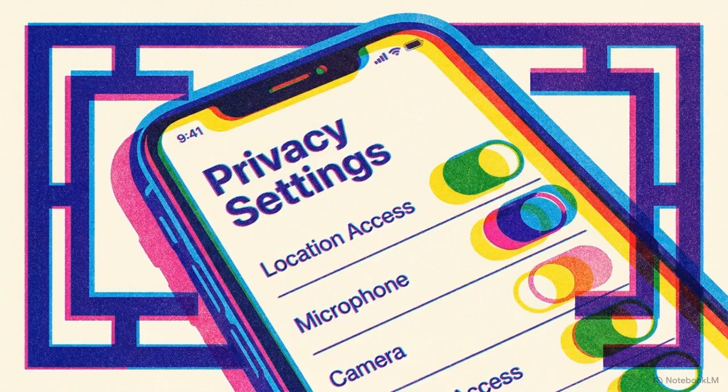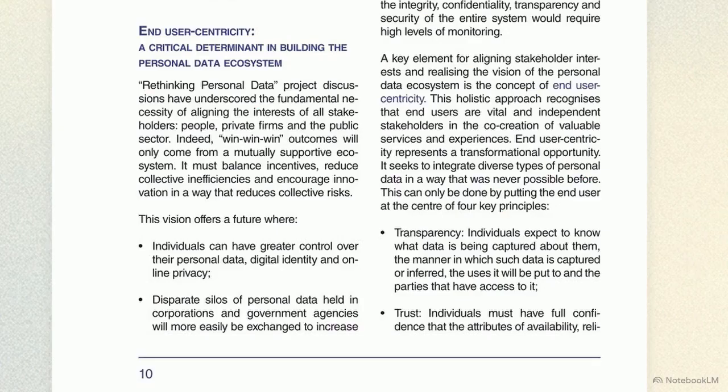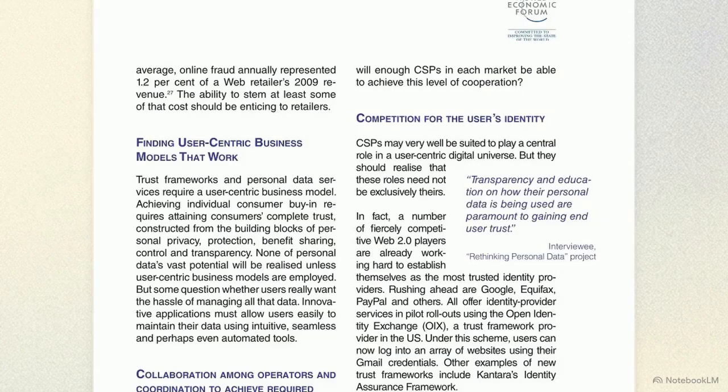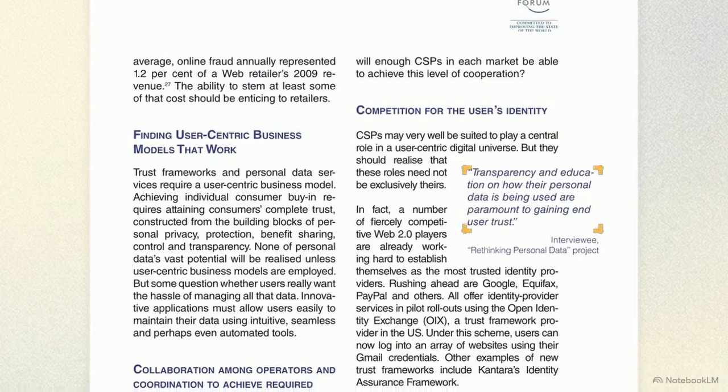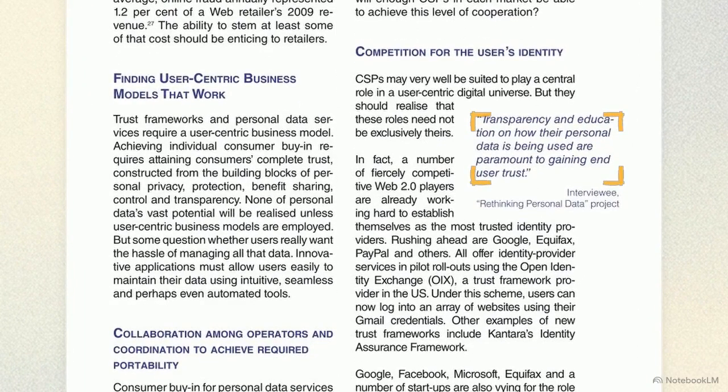This involves building the front-end interface that allows users to manage their own information. The World Economic Forum calls this end-user centricity. It relies on 4 key pillars: transparency, trust, control, and value. Applying these pillars requires replacing legal jargon with clear communication. As the text here states, providing transparency and education is paramount for gaining the trust of your users.